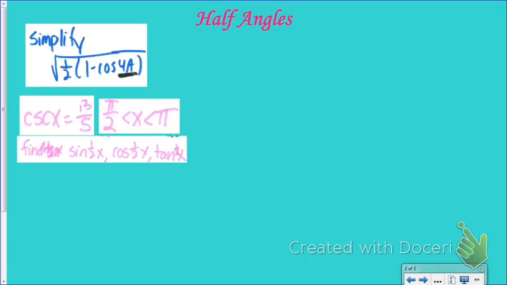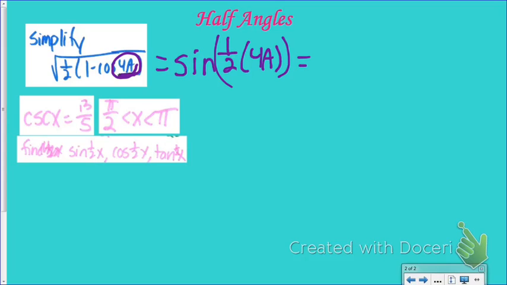Okay, so if we look at our formula chart, there's a formula that looks just like this first expression. That's the square root of 1/2 times 1 minus the cosine of x, and on my chart, that is the same thing as the sine of 1/2 x. The only difference is instead of an x, I have something that's replaced it, and it's that 4a. So where the x would be, I'm going to replace that with 4a. And remember, this entire thing is what I'm taking the sine of. So I can simplify that to just the sine of 2a.